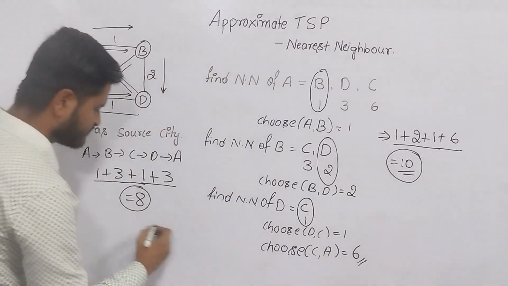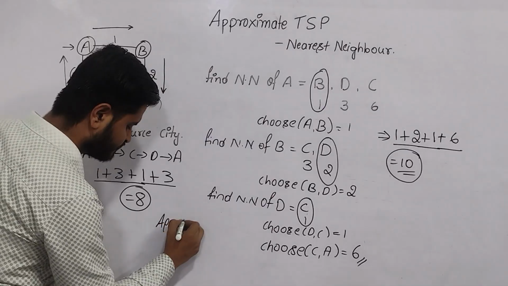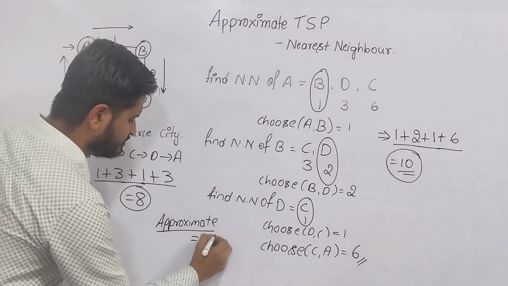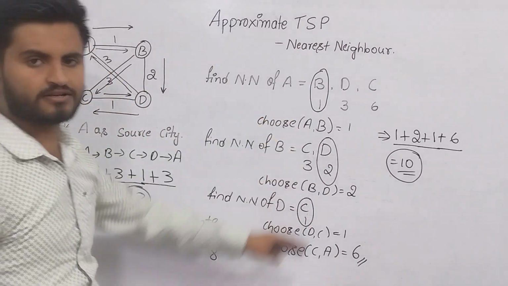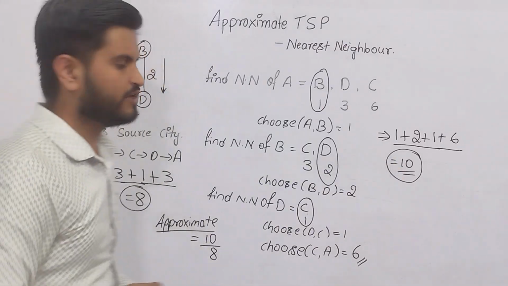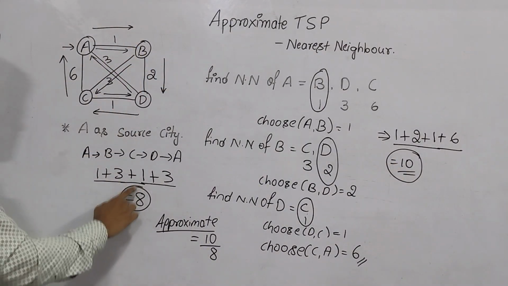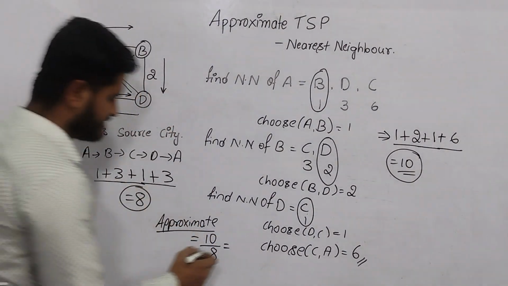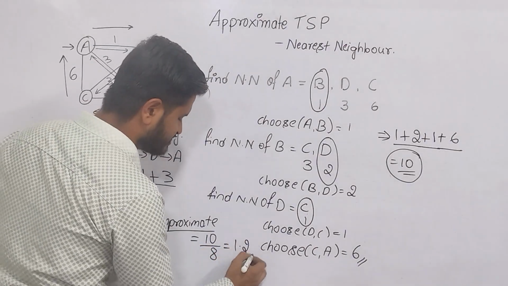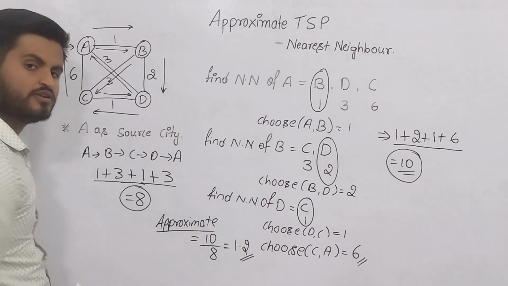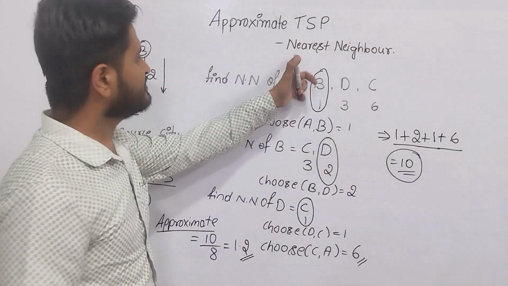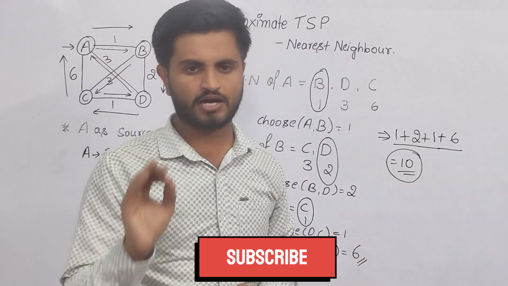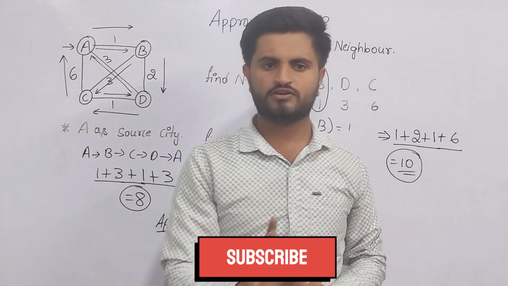So what I will do is find the approximate value. The approximate value will be equal to 10 divided by 8. In the nearest neighbor I got the value as 10, while finding another shortest possible path I got 8. So the ratio is 1.2, a value in decimals. So this nearest neighbor is not that accurate. So we will be using the twice around the tree algorithm. The video link is given in the description.